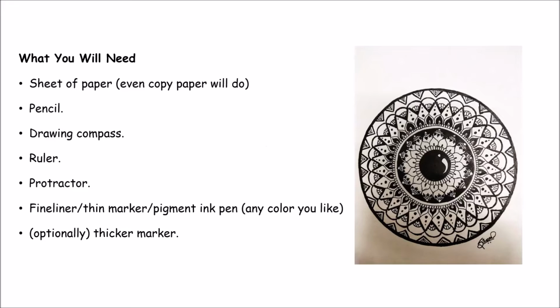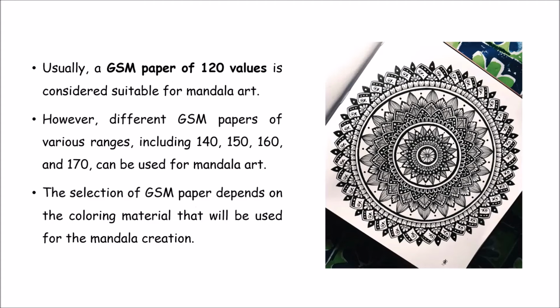So what do you need when you have to draw a mandala art? You need a sheet of paper. It could be any paper, but I'll specify the different types of papers you can use. You could use a pencil, and I'm going to tell you what all pencils you can use. You can have a drawing compass. I said the geometry box, right? So the drawing compass, the ruler, the protractor, a fine liner, a thin marker, and a pigment ink pen or any color pen which suits you. And sometimes you can use an even thicker marker. Whenever you have to do the darkening of things, you can use a darker marker, right?